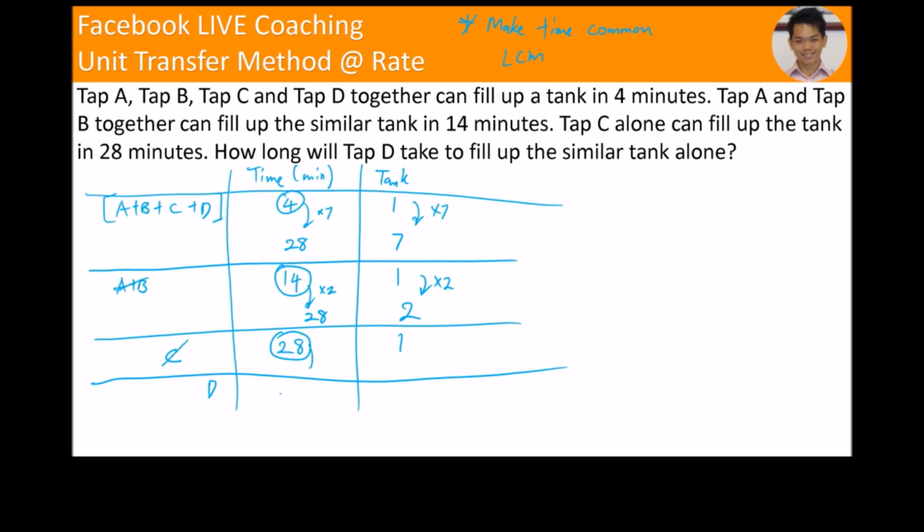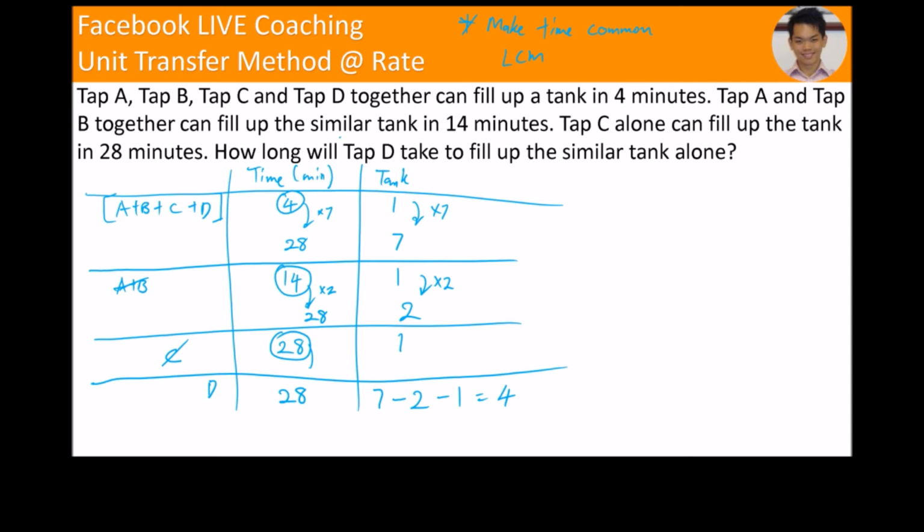So we can say that in these 28 minutes, A plus B plus C plus D, you get rid of A and B, which is 2, you get rid of C, which is 1. So then, in 28 minutes, D will fill up 4 entire tanks.